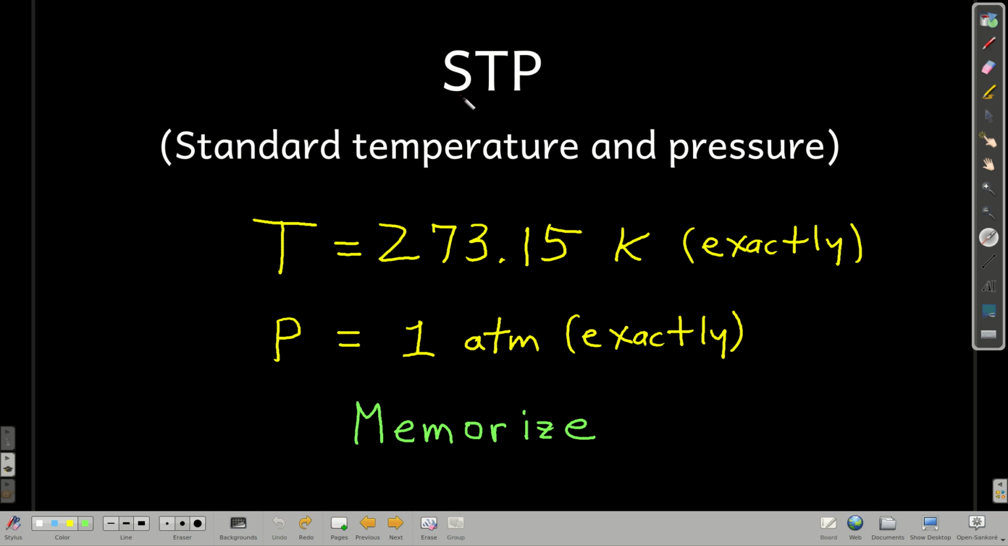Now, STP stands for standard temperature and pressure. This is just an abbreviation, so memorize it. It's just another way of saying that the temperature is equal to 273.15 Kelvin exactly, and the pressure is exactly 1 atmosphere. So in a problem, you might just be told it's at STP. Just watch out and remember that that means that this is what the temperature is and this is what the pressure is. And that's all there is to that.